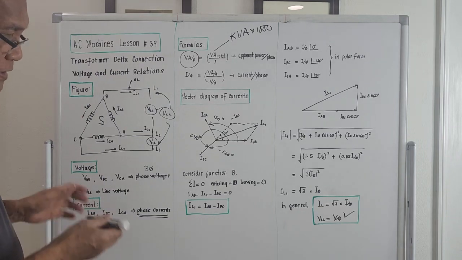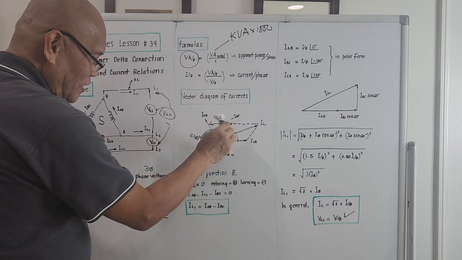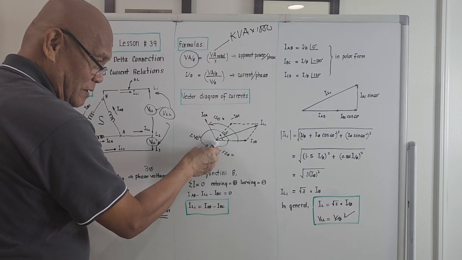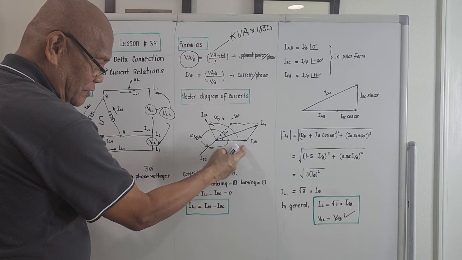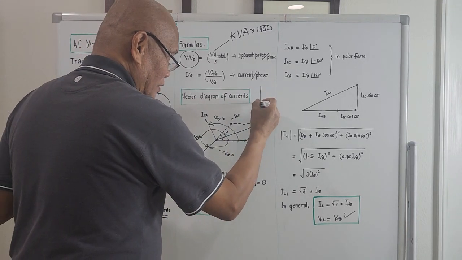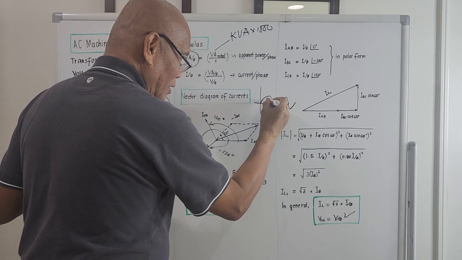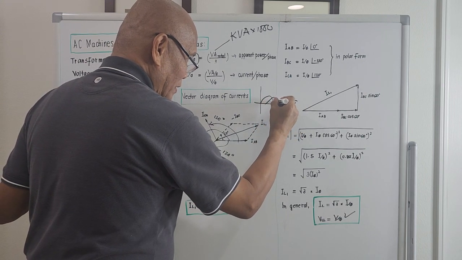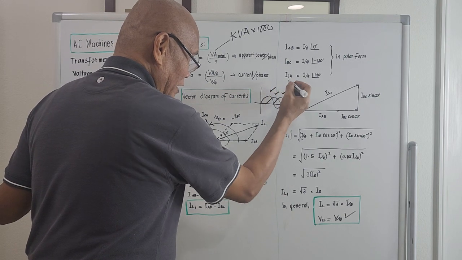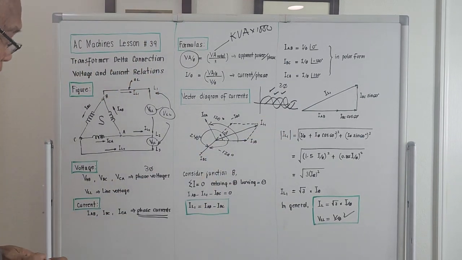They are balanced. That's why I told you the current IAB is not in phase with ICA, and is not in phase with I sub BC. This will occur first, this one will be next, and this one will be next. And you could actually visualize this on the graph. That's the first one, the second one will be this, the third one will be this one. So this is the first one, second one, third one, it is three phase. They don't occur at the same time.